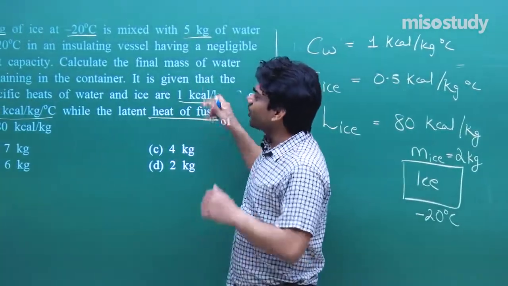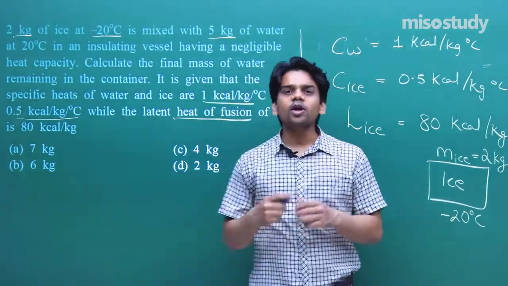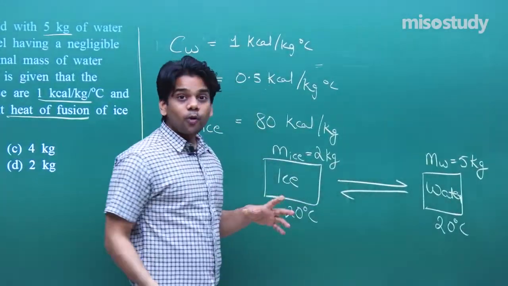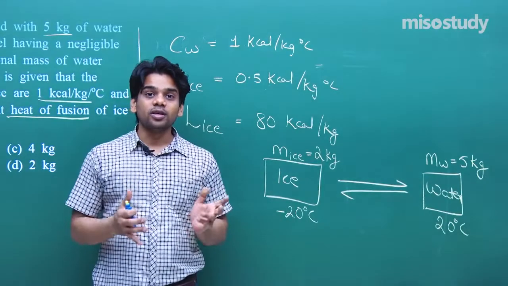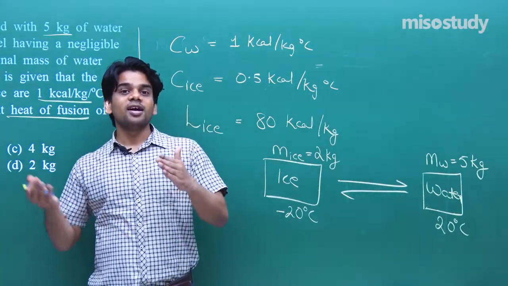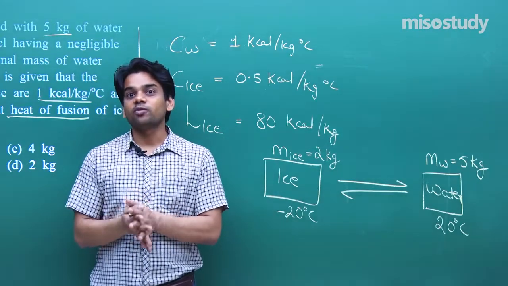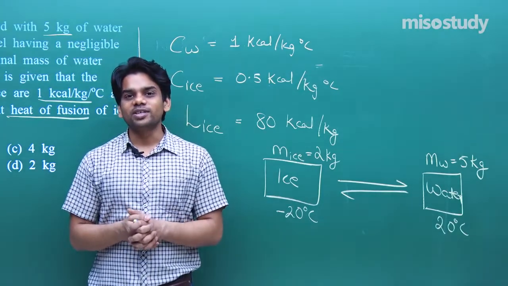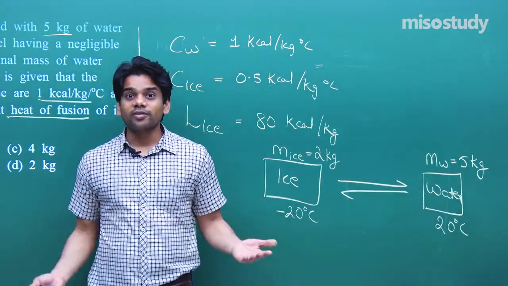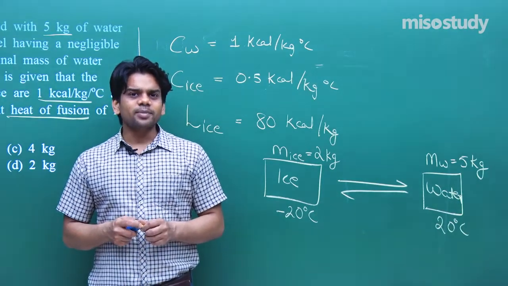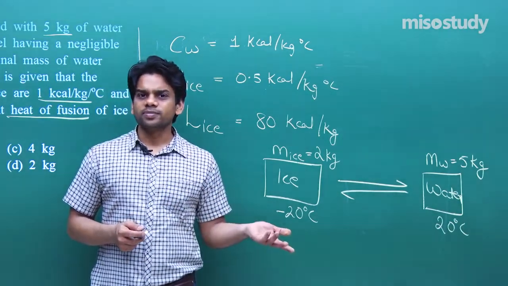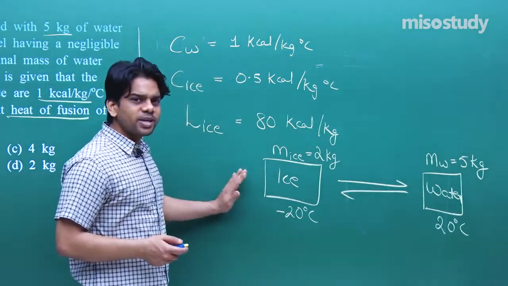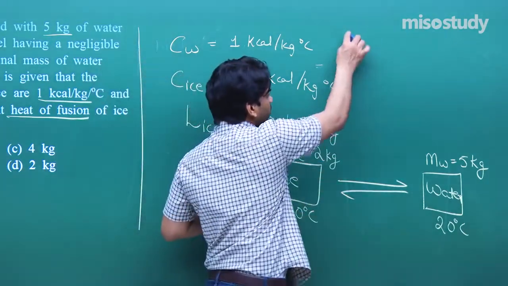Next, calculate the final mass of water remaining in the container. So what will happen in the process if both are mixed? If ice is supplied to water, water temperature will start decreasing and ice temperature will start increasing. That is what we can think of. Now, what will be the final temperature of the system? We are not aware of the final temperature of the system. So, let us say, since ice is converting into water, first of all, let us say the temperature attained is 0 degrees Celsius. So what can we comment after this?